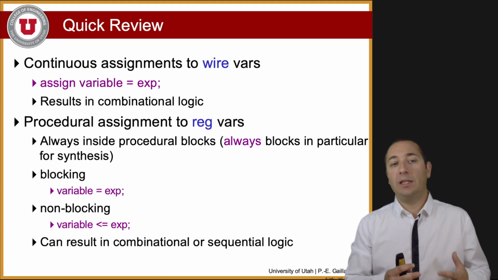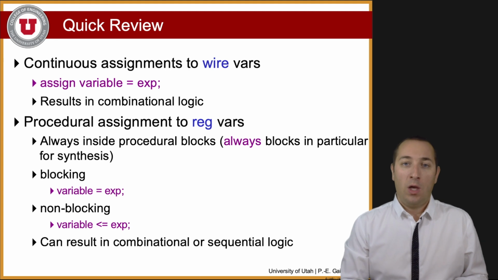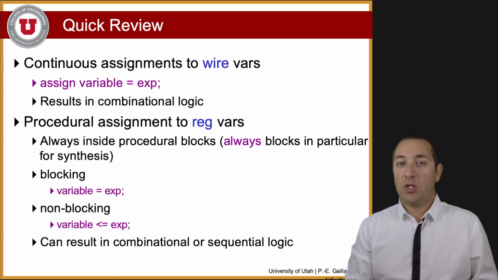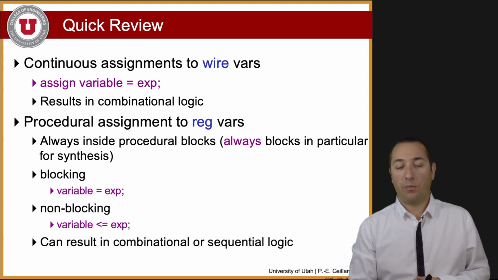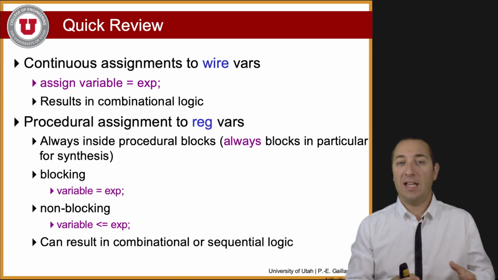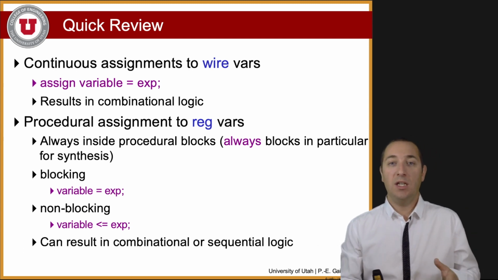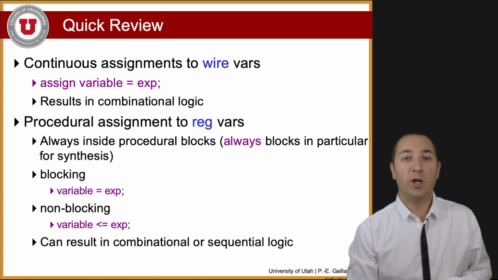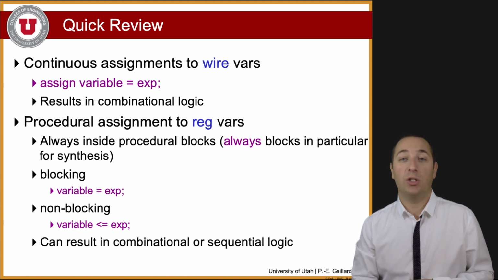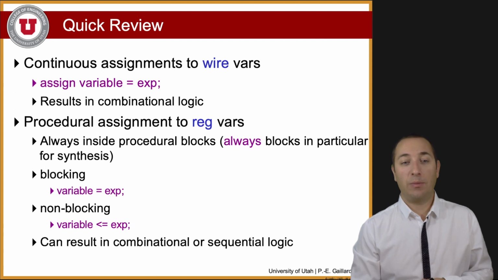So let's continue our quick review. We can do continuous assignments to wire variables using the following syntax: assign a variable equal to something. This results in combinational logic. Indeed, this something could be a complete logic expression combining several types of information.